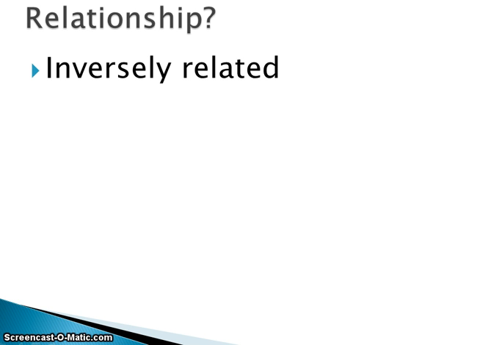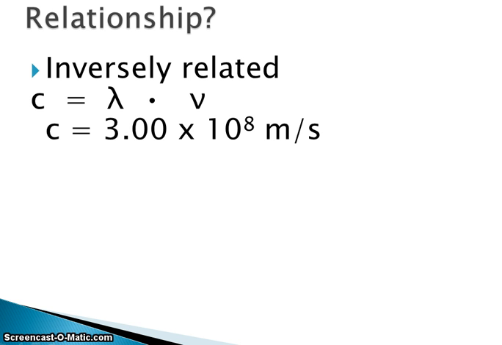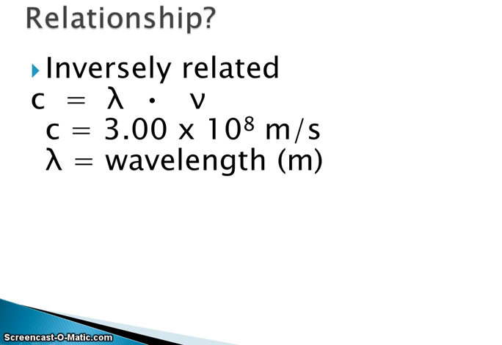So we can set up an equation that deals with the relationship between wavelength and frequency. And our equation is going to be C equals lambda times nu, where C is our speed of light, which is 3.00 times 10 to the 8th meters per second. Lambda, which is our wavelength, and we need it in terms of meters so that it'll match up with our units for our speed of light.